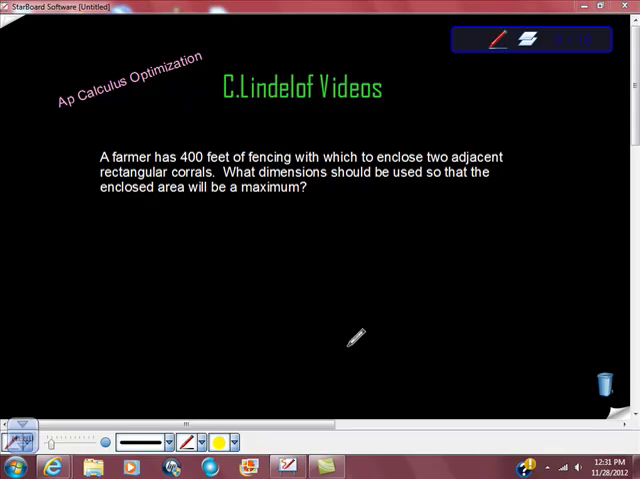Okay, this AP Calculus, another optimization problem. This has to do with a farmer in his corral. It says that a farmer has 400 feet of fencing with which to enclose two adjacent rectangular corrals. What dimensions should be used so that the enclosed area will be maximized?